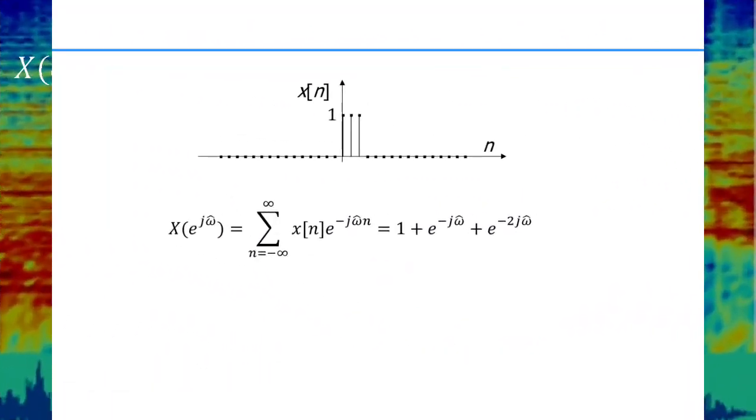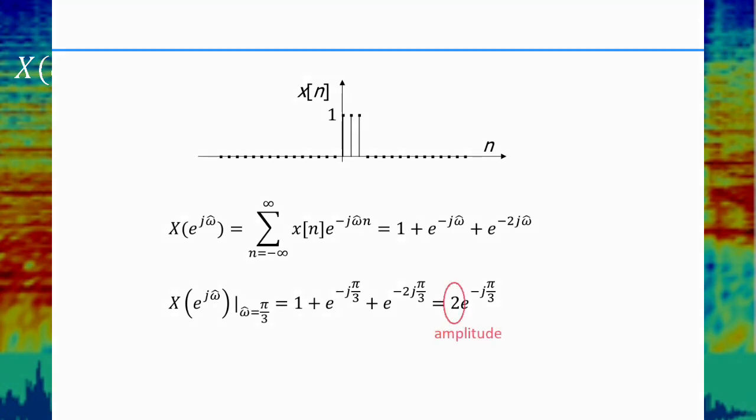Here's an example of the DTFT of a simple signal. I remind you that this expression tells you that in the given discrete time signal, there exists a complex discrete time exponential e to the power j omega n with an amplitude and a phase given by the associated DTFT coefficient. For instance, if we take the digital frequency omega is pi over 3, we get this DTFT coefficient, which has an amplitude of 2 and a phase of minus pi over 3.